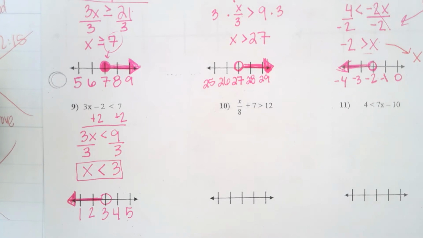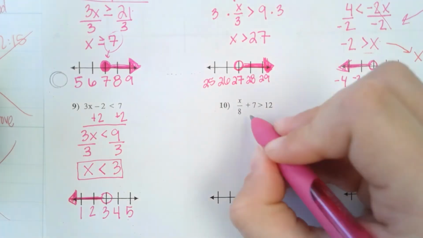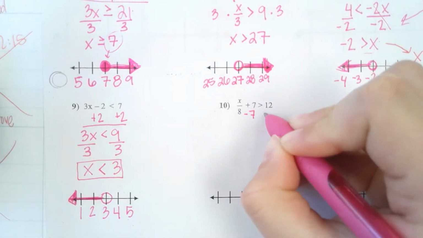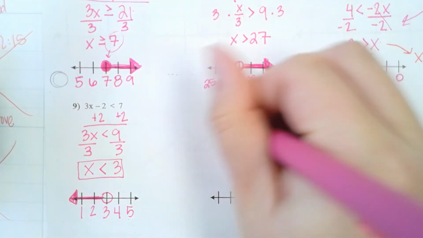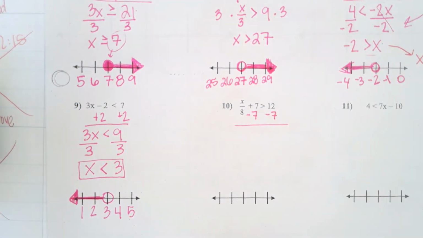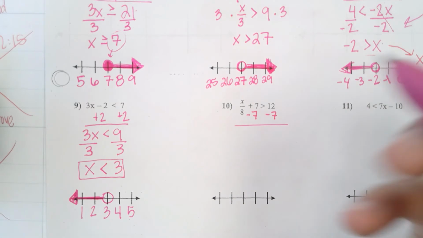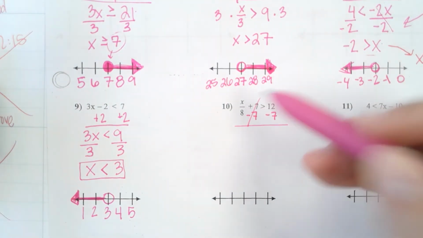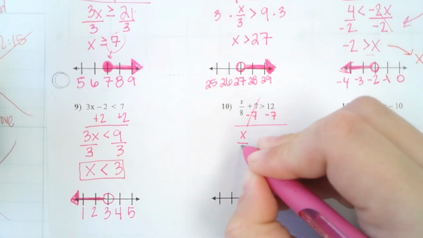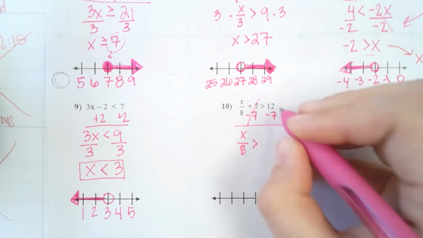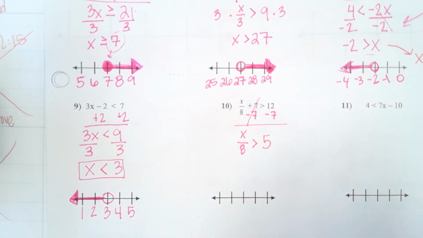Alright, next one. So first step is I would subtract the 7 on both sides because that's my constant. That's on the same side as x. So when I subtract 7 on both sides, these cancel. I'm left with x over 8 is greater than 12 minus 7 is 5.